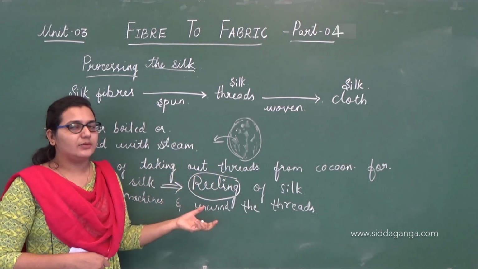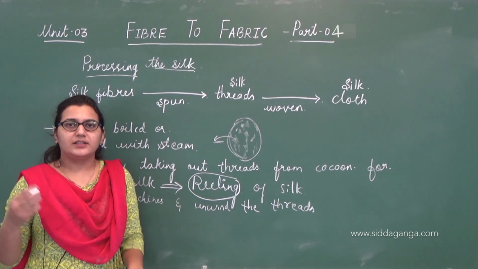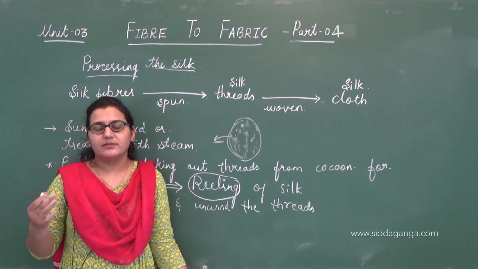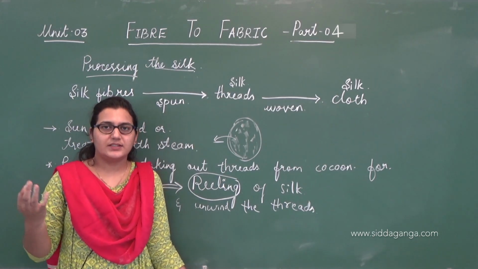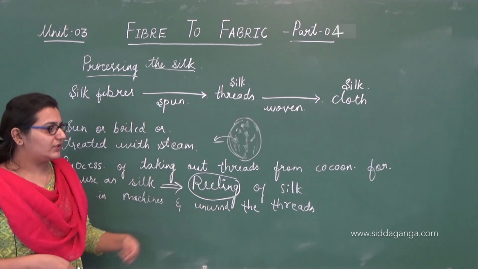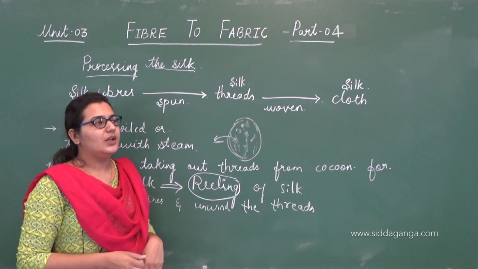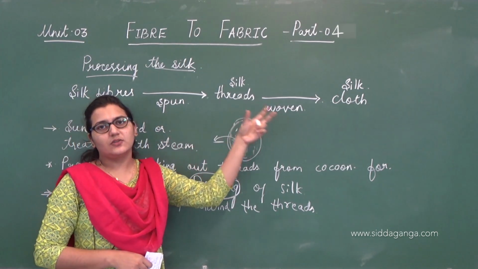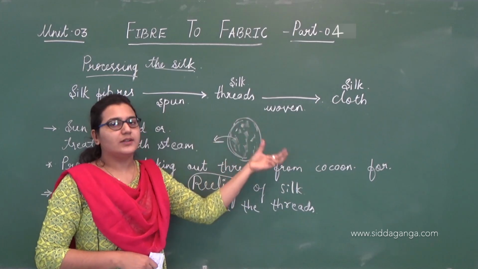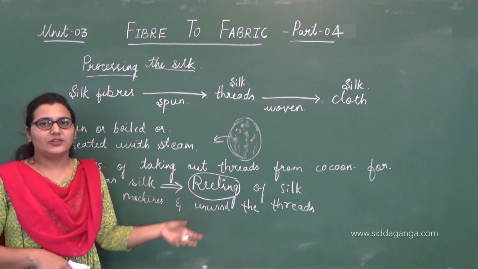Okay, and after this reeling process, the fibers we get are dyed, like the dyeing process in wool. We have seen we need different colorful clothes, so that is why dyeing is done. Here also after the reeling process, coloring is done to the fibers, and those fibers are again spun to get silk threads, and those threads are used to give a silk cloth. So this is the whole story of the silk.